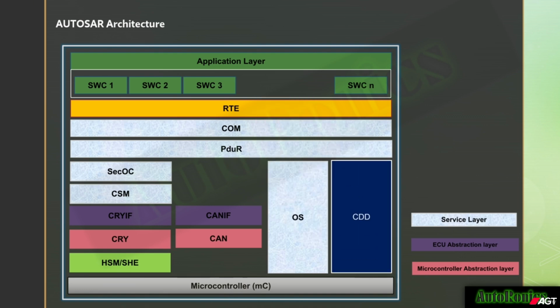And there comes a special component called CDD, complex device driver. Sometimes the OEMs cannot fulfill all their requirements in AUTOSAR. So at that time they will follow the legacy approach without AUTOSAR, which they call CDD, complex device driver. This complex device driver fulfills the special functions and timing requirements needed to operate complex sensors and actuators.